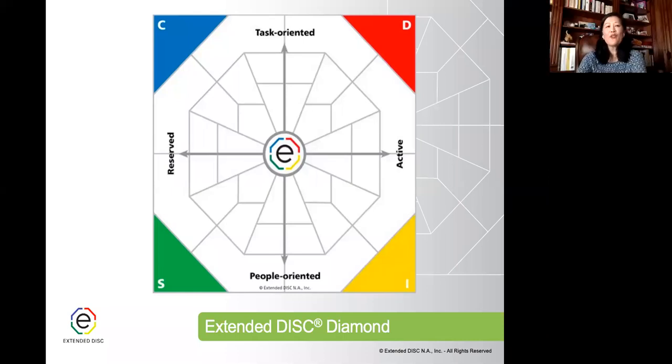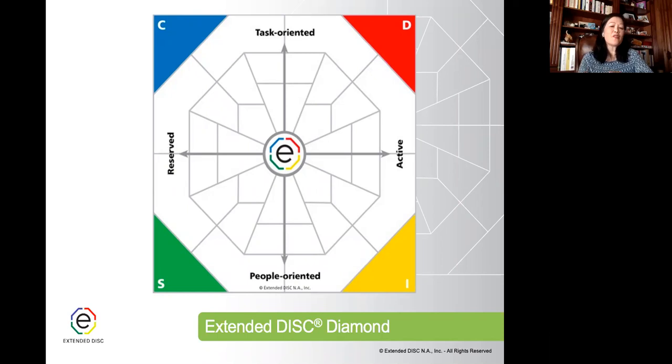Exactly. And for the more of us out there that are very technical, what is the Extended DISC diamond? Well, it represents the Extended DISC model, and the model is focused on a person's behavioral style, how they prefer to go about the day, as Markku had mentioned.